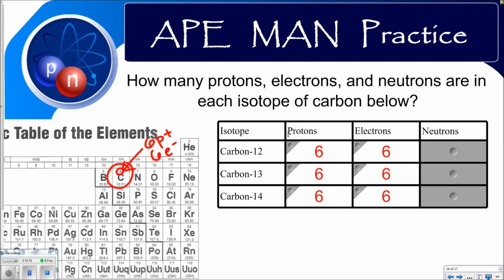Well, how do I figure that out? I take the mass number minus the atomic number, and it's going to give me the number of neutrons. So 12 minus 6 gives me 6 neutrons. 13 minus 6 gives me 7. And 14 minus 6 gives me 8. So it's a very simple calculation.